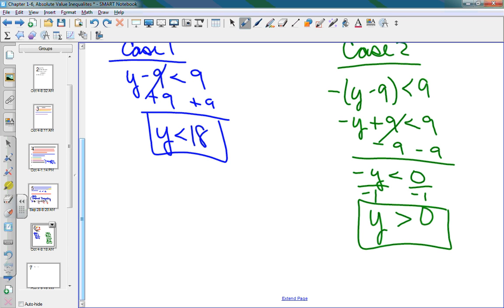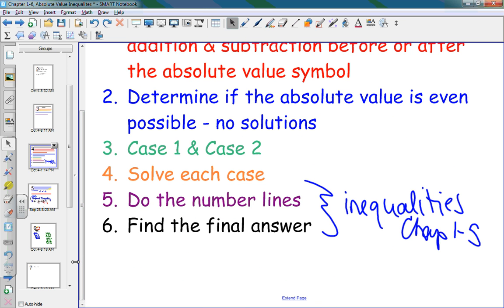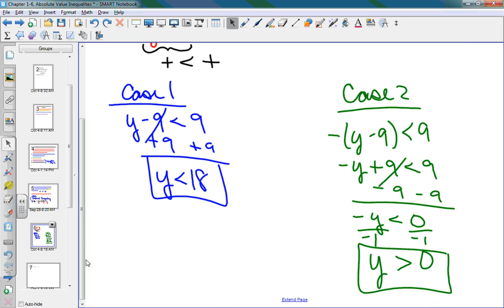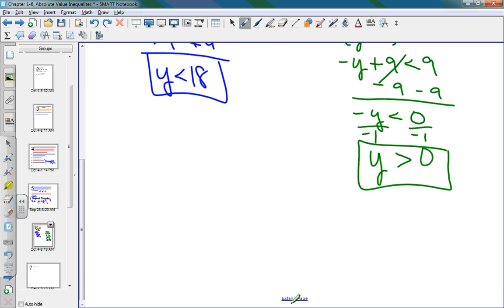So this is where you need to make sure you're following your logic all the way through. Now, if you go back to your steps, we solved each case, so what do I need to do for step number 5? Do my number lines. So I need to have a number line for each answer, and then a number line for my final answer. The reason why we have to put these on a number line is because we want to know if these two number line regions are going to overlap, meaning they are a what? An and, or that they are going to go in opposite directions, meaning they are an or statement.